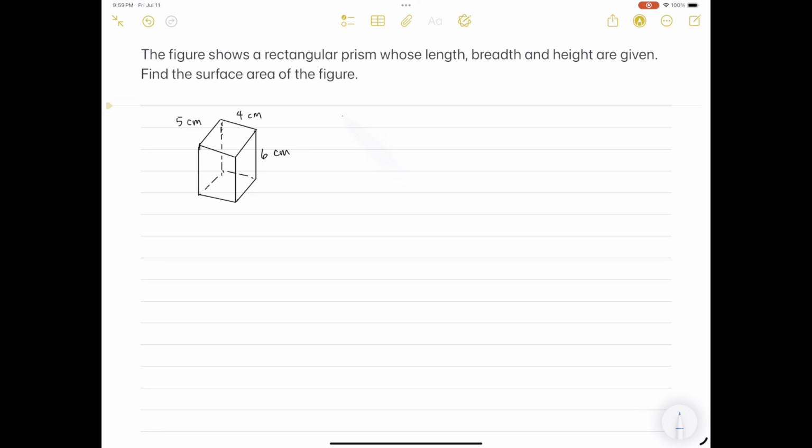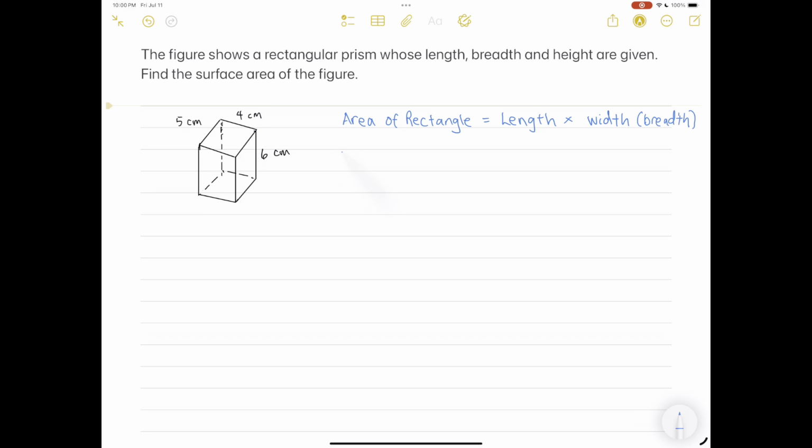The figure shows a rectangular prism whose length, breadth, and height are given. Find the surface area of the figure. So the area of a rectangle is given by the formula length times width. In this problem, breadth is used in place of width.